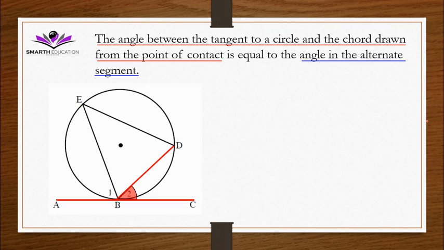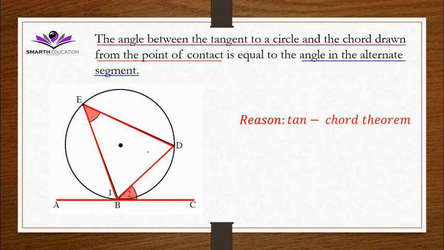Do you see the chord BD? This chord BD divides the circle into two segments, the major segment and the minor segment. There is an angle formed in the major segment, and that's the angle in the alternate segment. So the angle between the tangent to a circle and the chord drawn from the point of contact is equal to the angle in the alternate segment. That's the chord theorem, so the reason you write is just chord theorem.